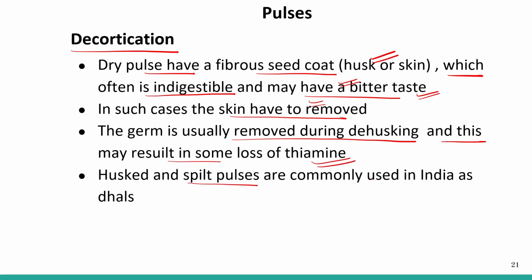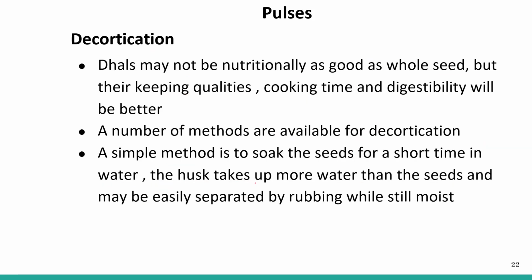Husked and split pulses are commonly used in India as dal. So basically, husked and split pulses, we use them in India. Dals may not be nutritionally as good as a whole seed. If we use it as a whole seed, then it is basically good. But we are using the removed one. The husk gets removed. But their keeping qualities, cooking time and digestibility will be better.